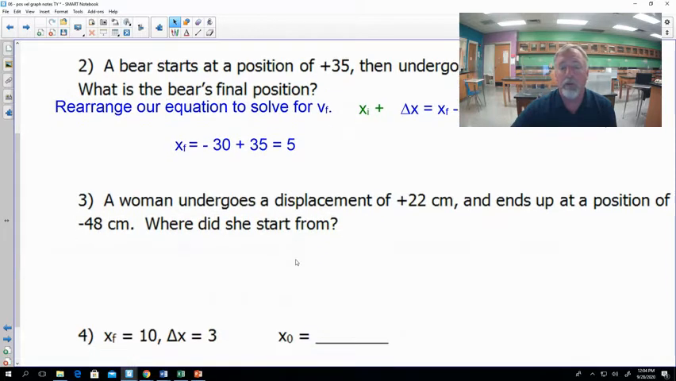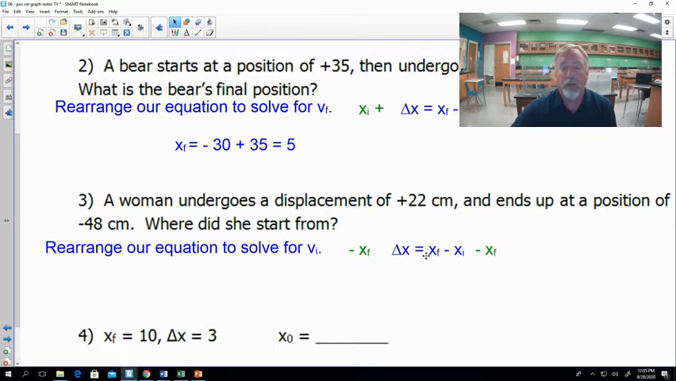A woman undergoes a displacement of 22 centimeters and ends up at a position of negative 48. Where did she start from? Like before, we've got to rearrange our equation. We need to solve it for xi. We start with delta x equals xf minus xi. To get xi by itself, we subtract xf from both sides, which gives us negative xi equals delta x minus xf. To get rid of the negative, we multiply both sides by negative 1. Our final equation is simply xi equals xf minus delta x.